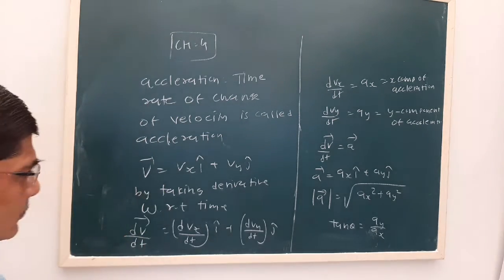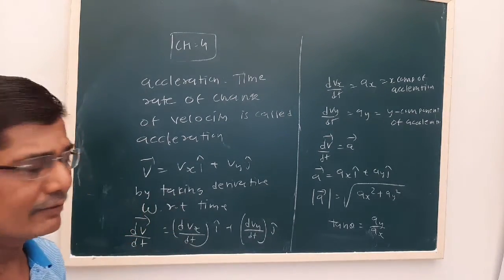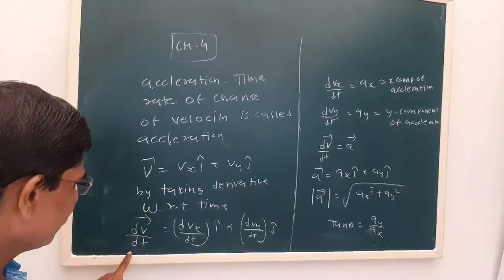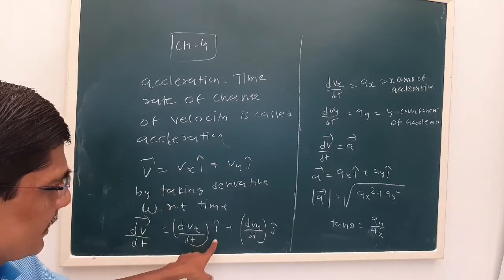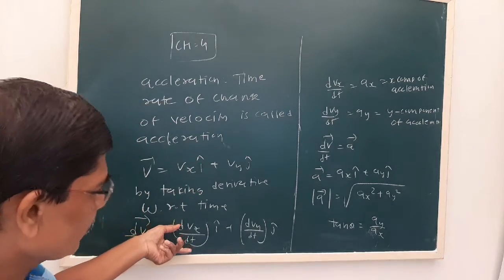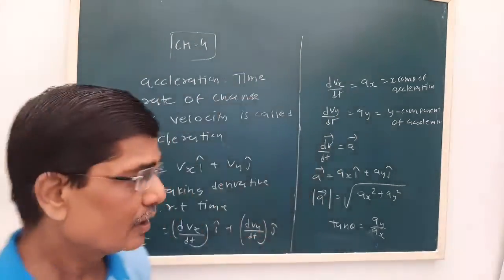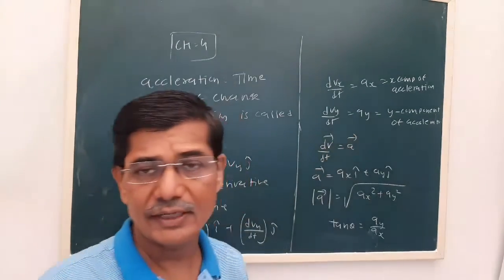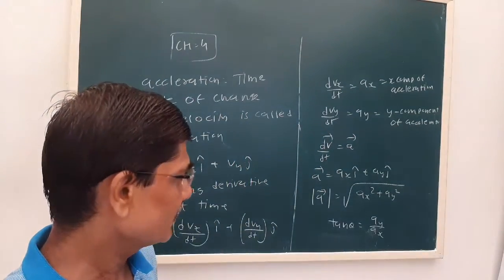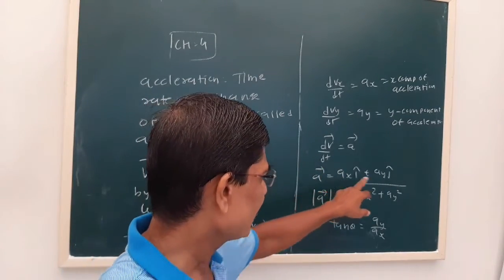We have derived v is equal to vxi plus vyj, correct? Now if I take derivative with respect to time, it will be dv by dt is dvx upon dt i caret plus dvy by dt into j caret. Now this dvx upon dt is called ax, that is the x component of the acceleration. Now dvy by dt is ay, that is the y component of the acceleration. dv by dt is a itself. So a is equal to axi plus ayj.